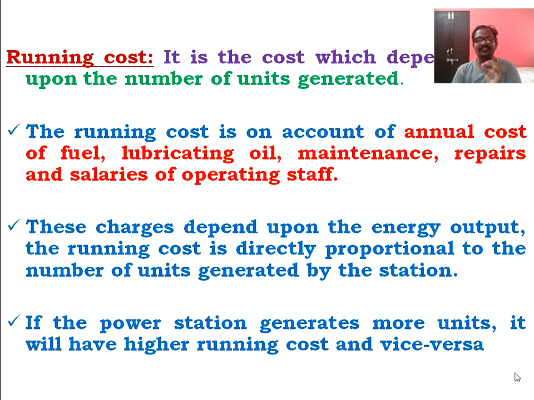So these charges depend upon the energy output, that is the number of units generated by the plant, and thereby it is proportional to the number of units generated by the power plant. If the power station generates more number of units, then the running cost will be more. If the power plant generates less number of units, the running cost will be less. It is independent of the maximum demand. Whatever may be the size of the plant, if the plant produces more number of units, more running cost will be there. If the plant produces less number of units, less running cost will be there.